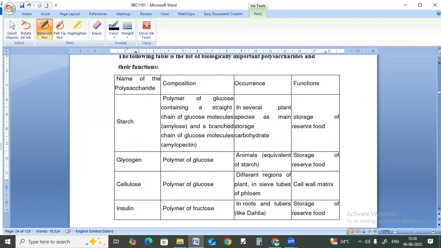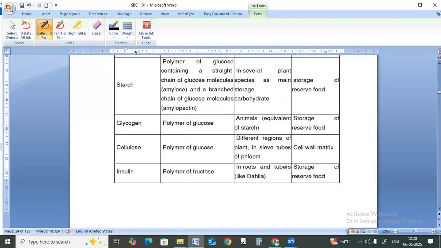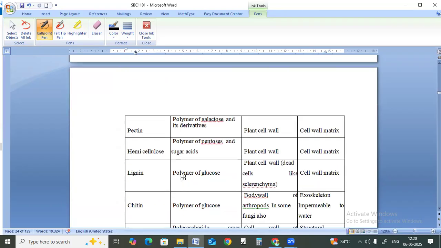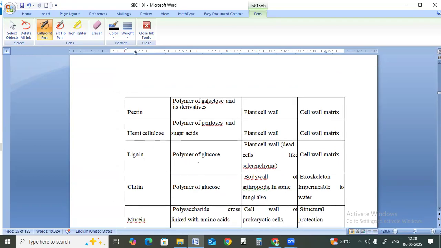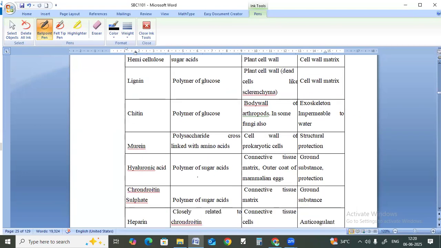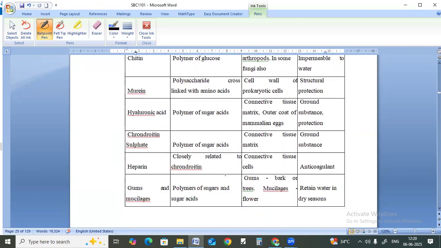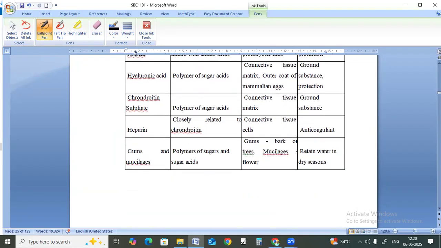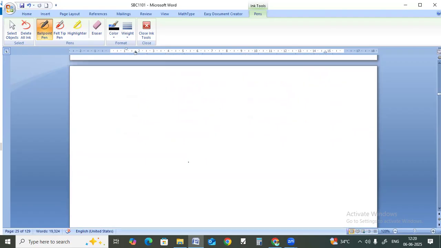Okay, starch is a polymer of glucose, glycogen is a polymer of glucose, cellulose is a polymer of beta D glucose, whereas inulin is a polymer of fructose, whereas pectin is a derivative of galactose. Hemicellulose consists of pentose sugar units. Lignin, and that is a polymer of glucose. Chitin is a polymer of glucose. And murein is a polysaccharide that is cross-linked with amino acid. And hyaluronic acid is a polymer of sugar acid. Chondroitin and heparin are all related ones. These are some of the polysaccharides.